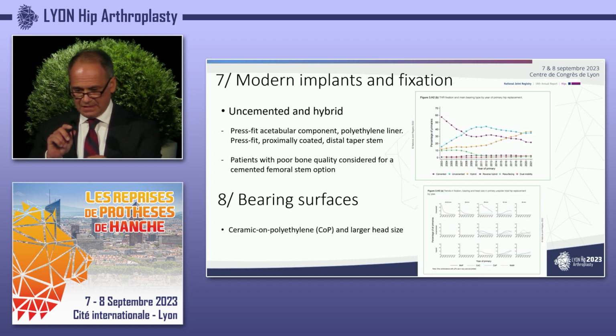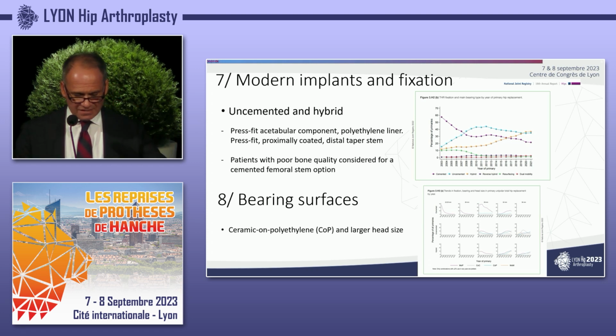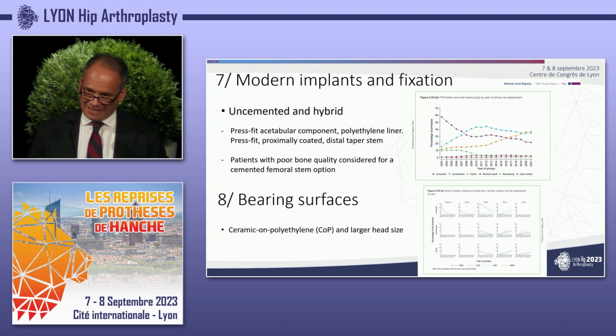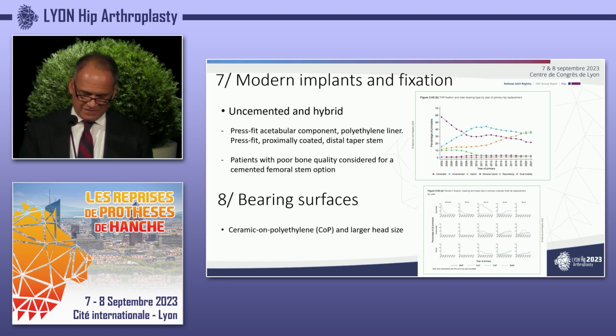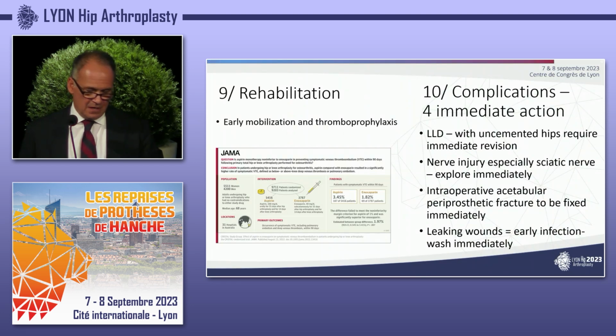Bearing surfaces. In my practice, the majority of the cases go for ceramic on highly cross-linked polyethylene. I have abandoned ceramic on ceramic. I go for large heads if I can afford it, but I always take care of the size of the acetabular component to be over 52 if I want to use a 36 millimeter head.